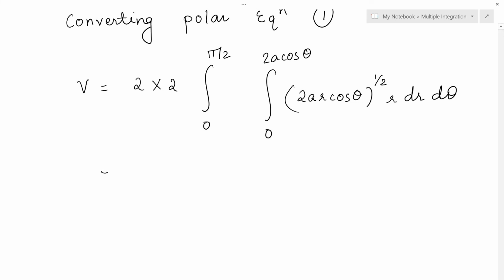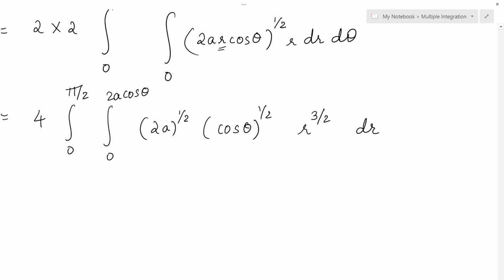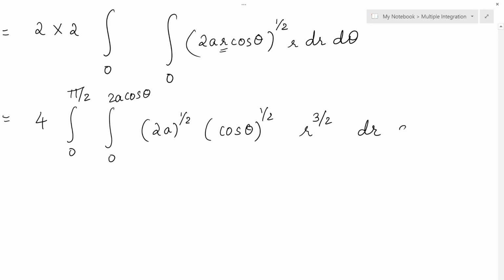So now let's take some things common. You will have 4, 0 to pi by 2, and let me separate this and then we will integrate. So 2a raised to 1 by 2, again this is a constant, can be taken outside. Cos theta raised to 1 by 2, and you will have r raised to 1 by 2, and r will become r raised to 3 by 2 dr. Okay, so now we will integrate this with respect to r.